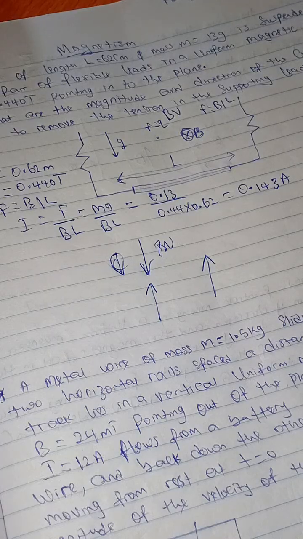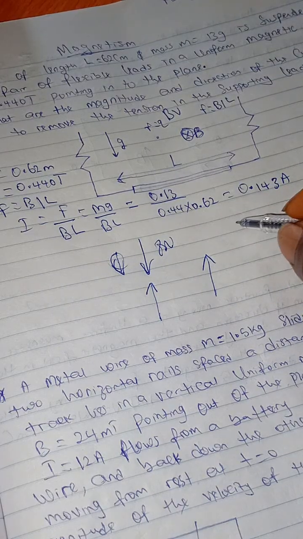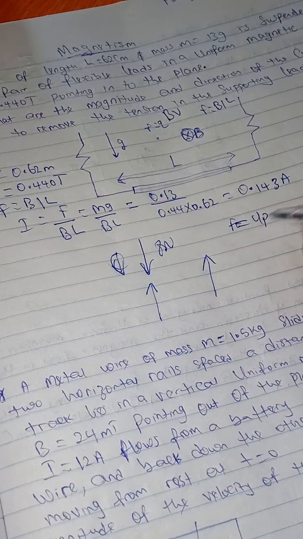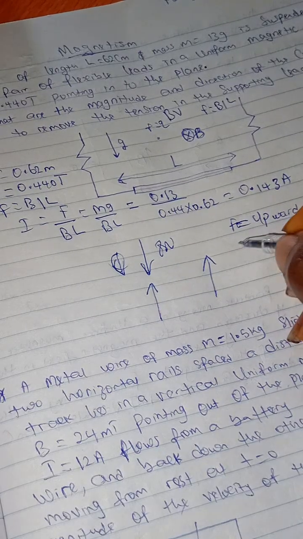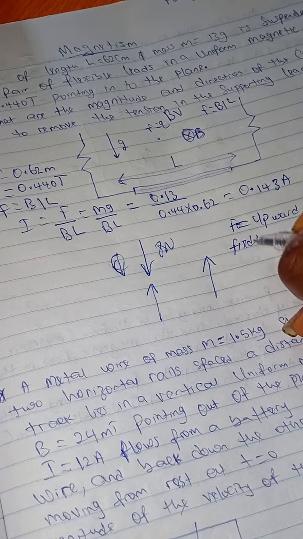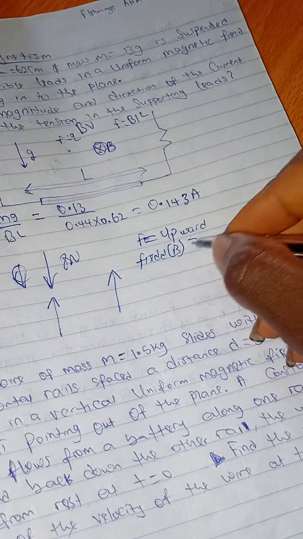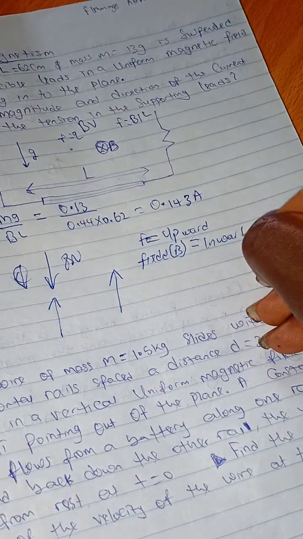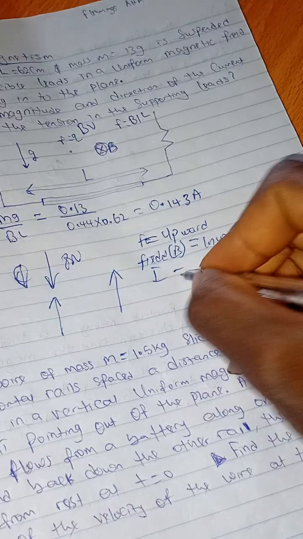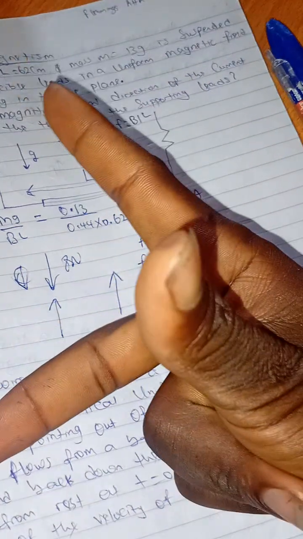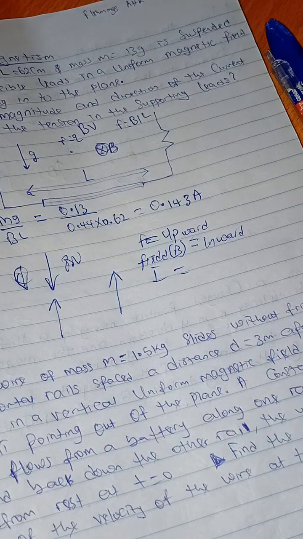So if my force is upward, this is force F upward, and my field B is inward, into the page, what will now be the direction of the current?